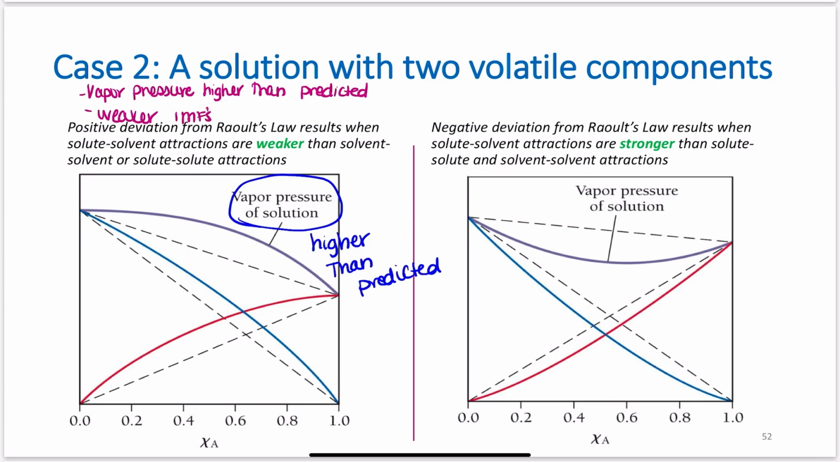With that in mind, the negative deviation should make sense as well. A negative deviation from Raoult's law results when the solute-solvent attractions are stronger than the solute-solute and solvent-solvent attractions. The vapor pressure of the solution is less than predicted because you have stronger IMFs. VP for vapor pressure.